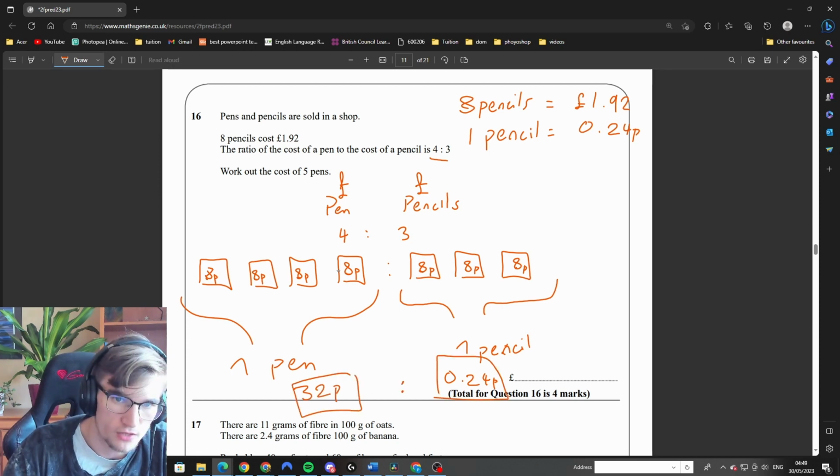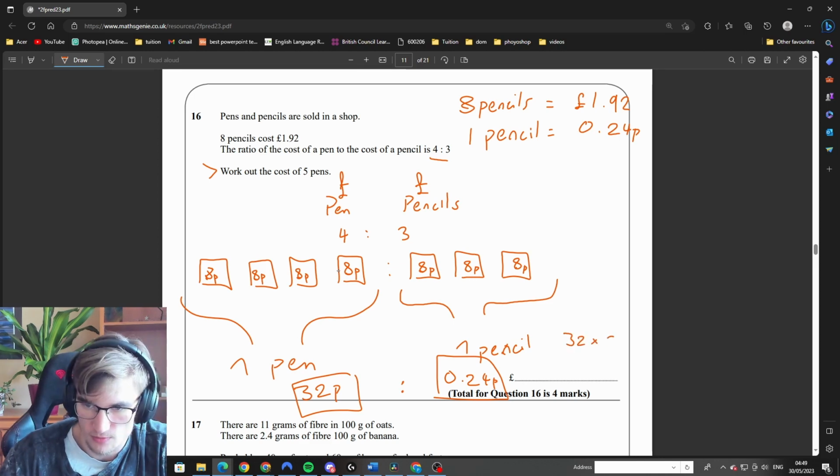Okay, I work out the cost of 5 pens. So I know 1 pen is 32p. 32 times by 5, which gives me £1.60.